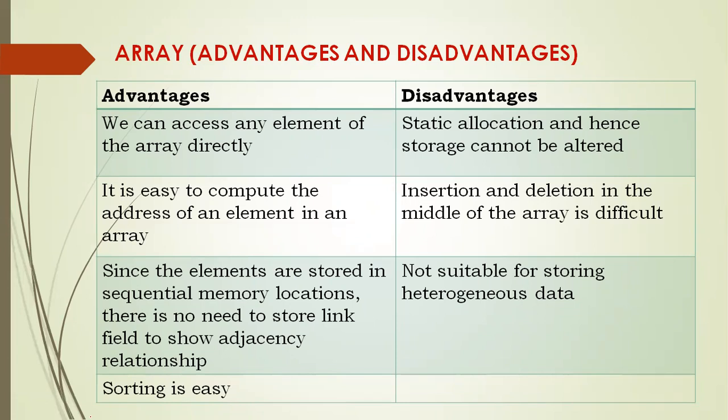Accessing any element directly is possible. Computing the address of any element, either in row major ordering, column major ordering, or even in a 1D array, is easy. Elements are stored in consecutive memory locations, so the adjacency relationship is automatically brought out. Sorting is easy, but it suffers from certain drawbacks.